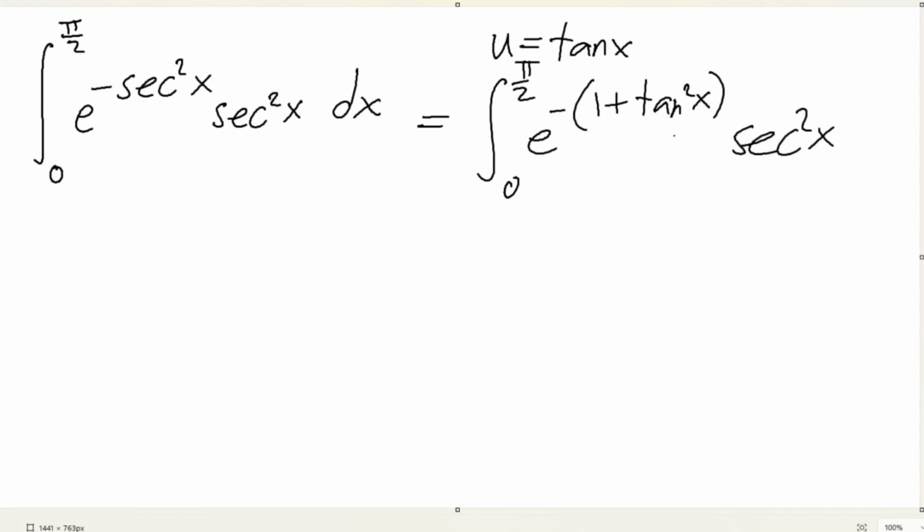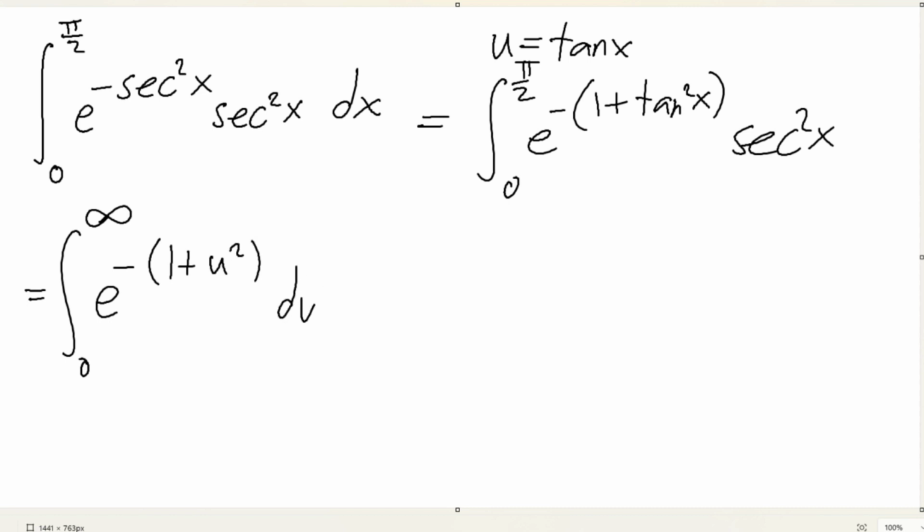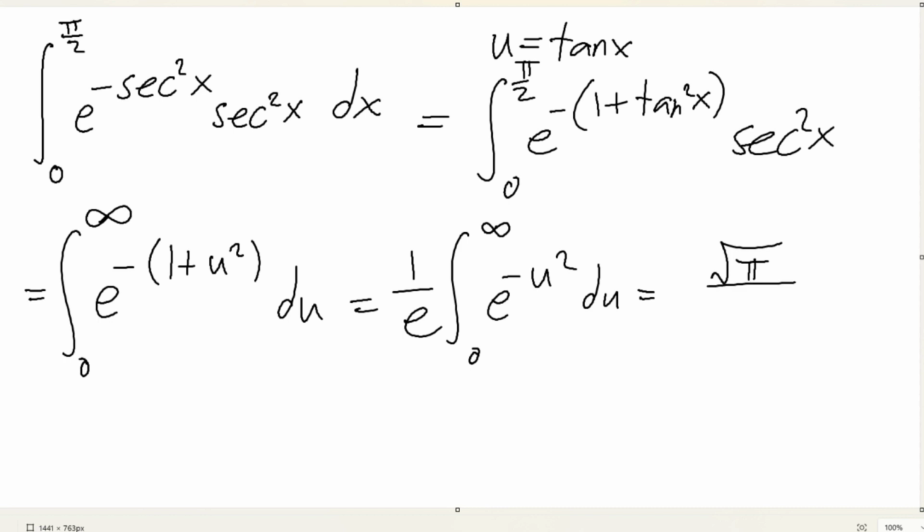And then if we perform the u substitution, we get bounds 0 to pi over 2. If we plug in tangent of pi over 2, this is infinity. So that actually works very nicely. So now we have negative 1 plus u squared. And now we have 1 over e, times the integral from 0 to infinity of e to the negative u squared du. And so now we know what this answer is. This is the square root of pi over 2e.